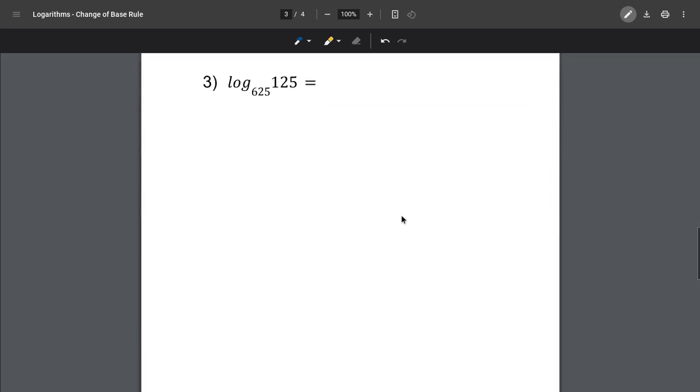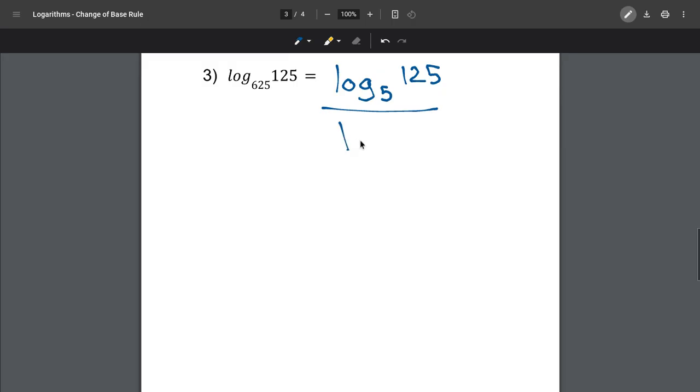All right, the next one, we have log base 625 of 125. So I'm going to do a log, and I got to pick a base that I can multiply by itself enough times to get 125 and 625. So I'll do log base 5 of 125 over log base 5 of 625.